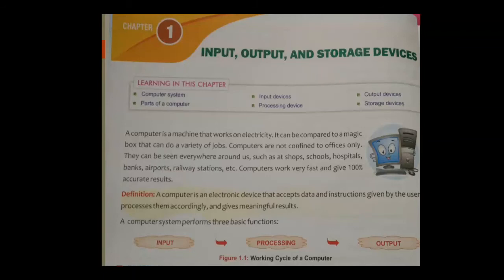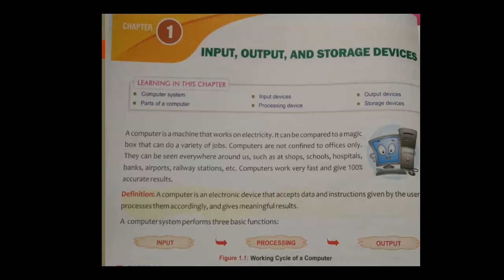This is input, output and storage device. Computer is an electronic device. It works with electricity, and now computer is used in almost every field. When we have to write the definition of a computer, we have to remember it is an electronic device which accepts the data, processes the data and gives us the desired output.